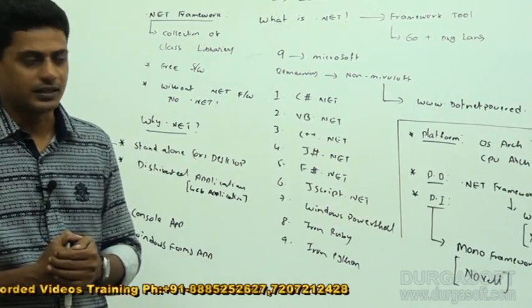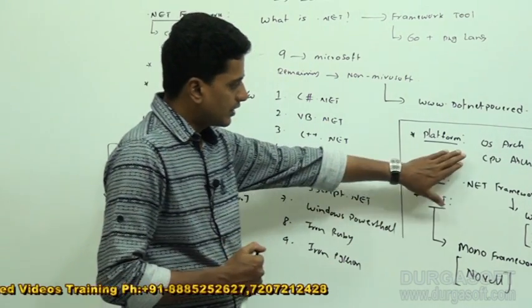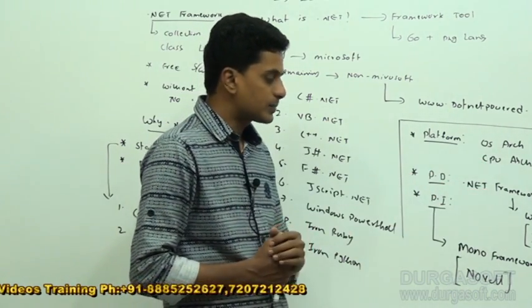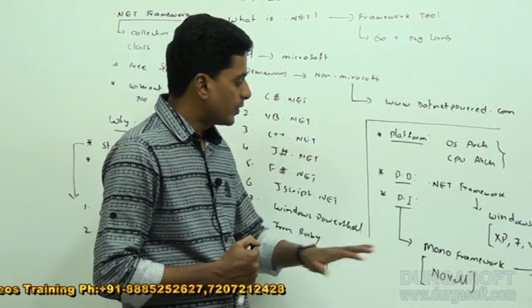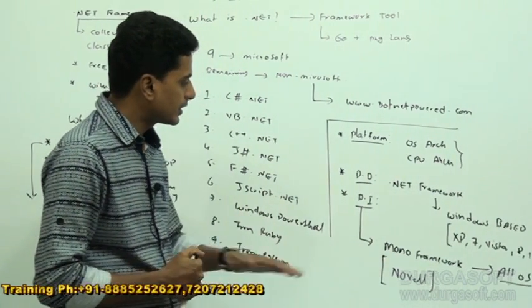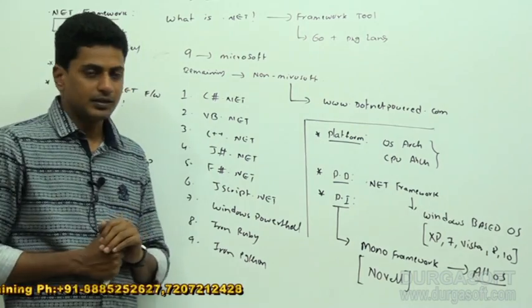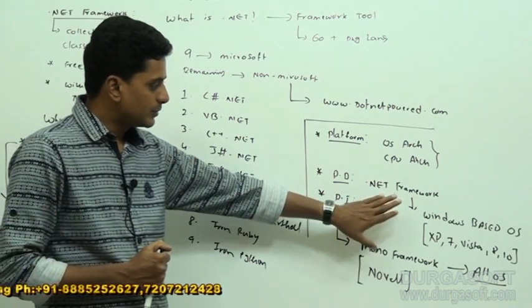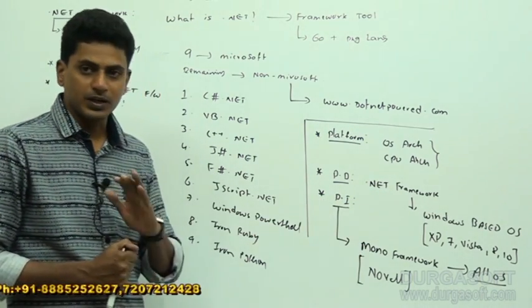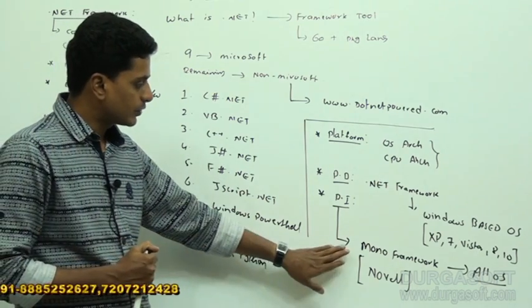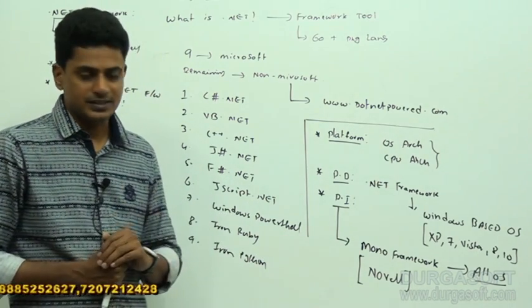And if we use .NET framework, then .NET framework code is able to run only on Windows based operating systems. That means what here? When we use .NET framework, .NET is platform dependent. When we use Mono framework, .NET is platform independent. .NET framework code is able to run only on Windows based operating systems. Mono framework code is able to run on all operating systems.